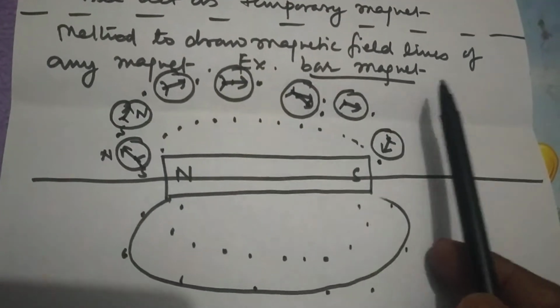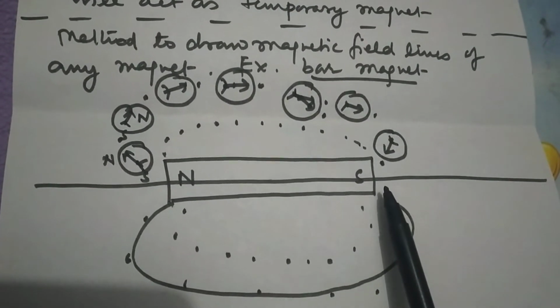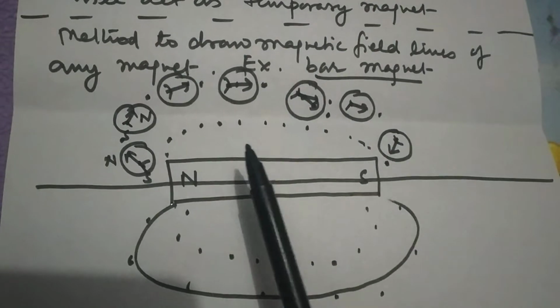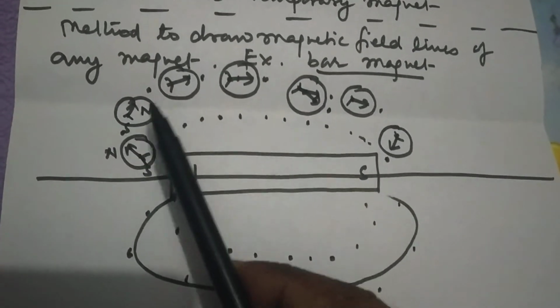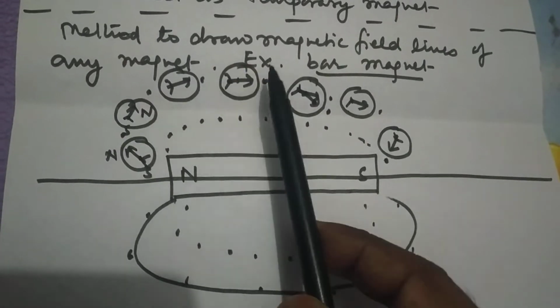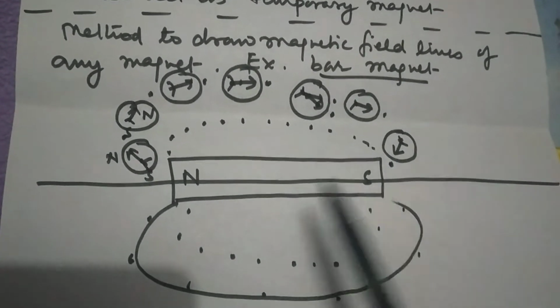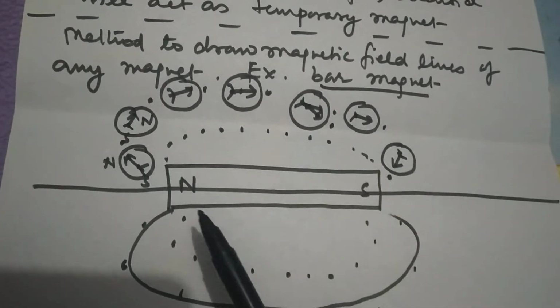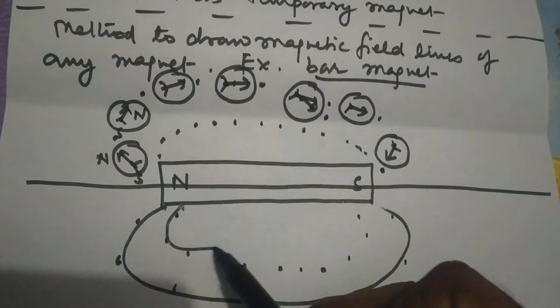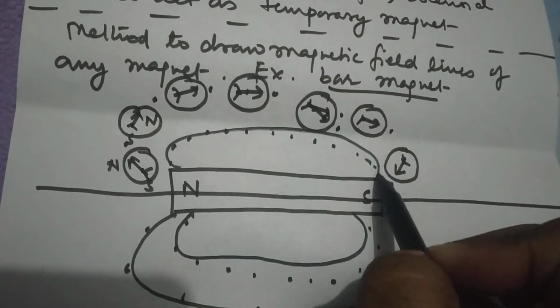ये एक मेथड है जिससे आप फील्ड लाइंस बनाते हैं. तो हमने जब बार मैग्नेट की फील्ड लाइंस बनाए थे या किसी भी मैग्नेट की फील्ड लाइंस बनाते हैं तो हम कंपास को रख देते हैं. जहां जहां कंपास घूमता जाता है वहीं हम डॉट लगाते चले जाते हैं. इस तरह हमें बहुत सारे डॉट के कनेक्शंस बन जाते हैं और जब ये डॉट को मिला देते हैं तो हमारे पास फील्ड लाइंस आ जाते हैं.